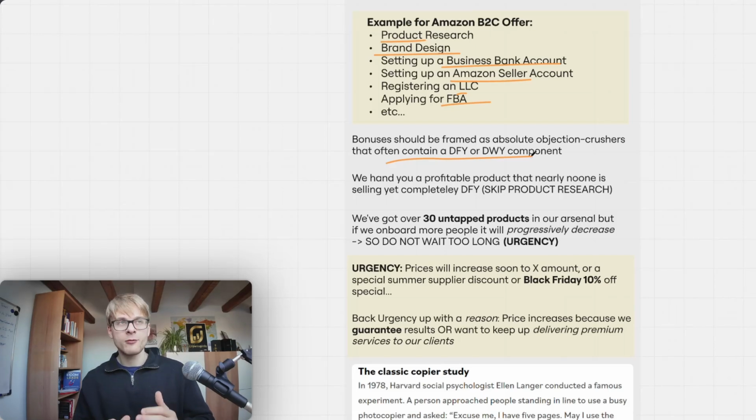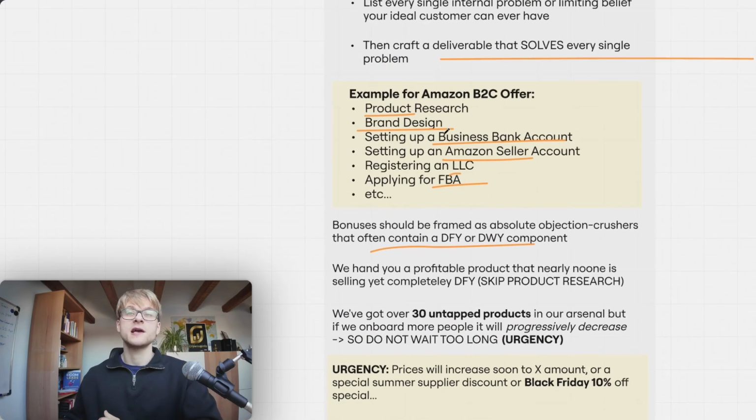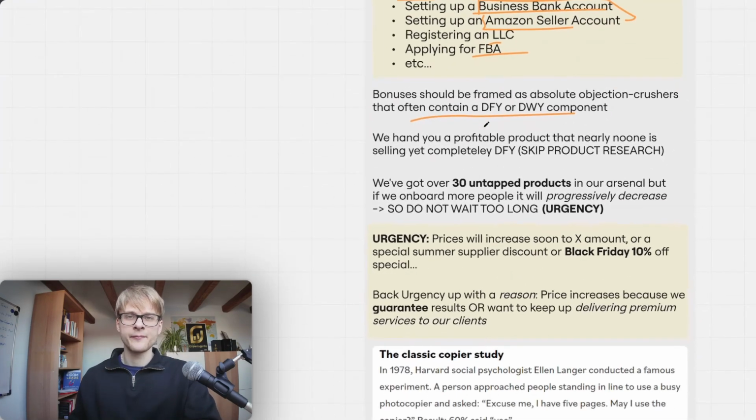Because in a world where everything is getting automated through AI, where literally every information becomes so replaceable, we want to have done for you services, obviously consulting and group consulting, paired with real bonuses and services that are done for you or done with you, and ideally don't cost you a lot of money to replicate. For example, setting up a business bank account, you can have an SOP for this, or you can do it together with your VA, or Amazon seller account. Your VA could do it, you can delegate a lot of stuff over there, okay?